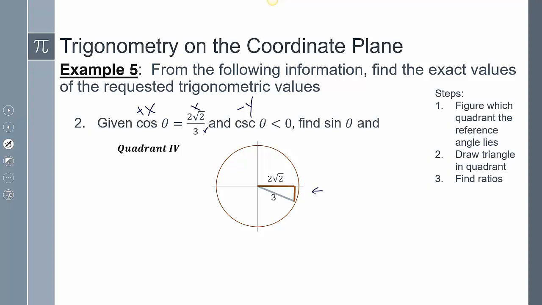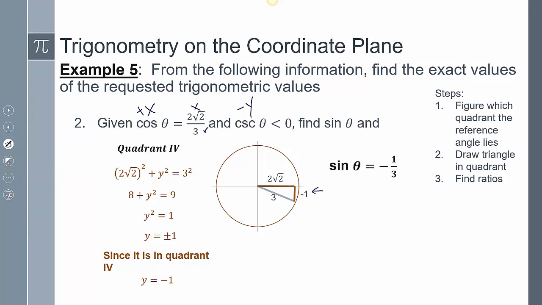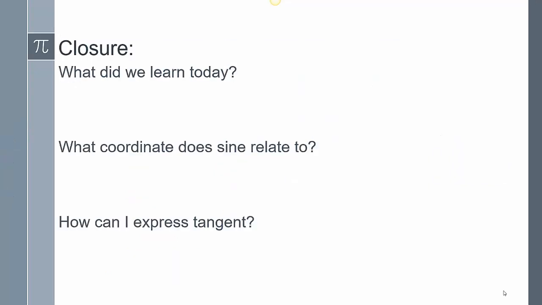So I'm going to use the Pythagorean theorem to fill in that missing space. So there's x squared plus y squared equals r squared. Now when you go through, you're going to get y is going to be plus or minus 1, which means that y is going to be -1 since it's going to be going down. So now that I know that I have my y value there, then I can find sine. Sine is y over r, and so I have sine of theta equals -1/3. That's our answer.